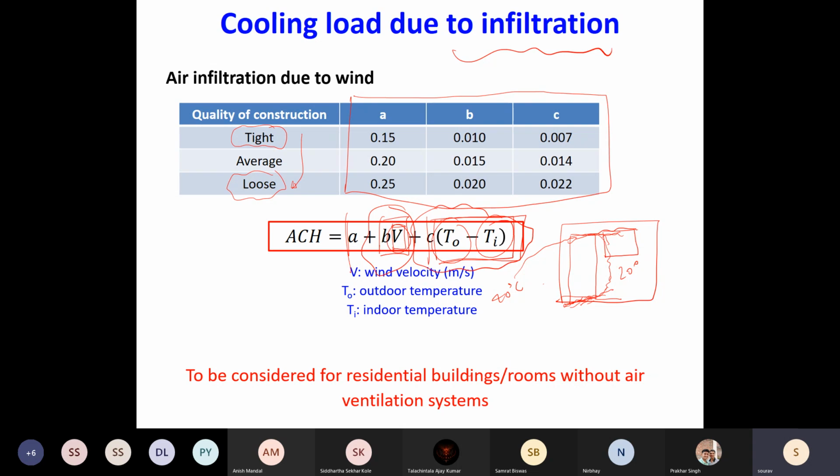So whenever we read this term infiltration, you should also think that there is an equal amount of exfiltration. Otherwise, you will not have mass balance. Something will become depressurized and something will become pressurized. That doesn't happen. So if air is coming in through some gaps, it will also leave through some other gaps.